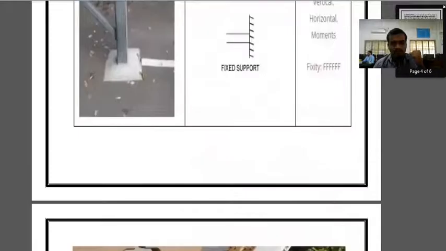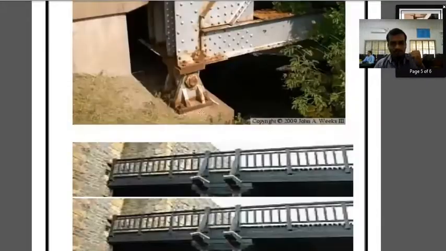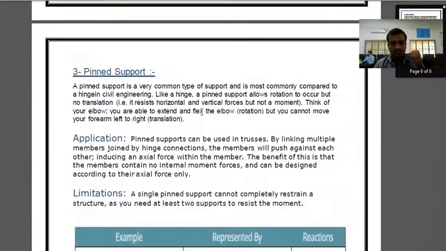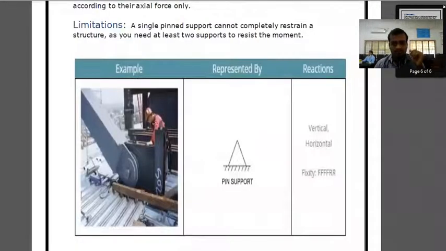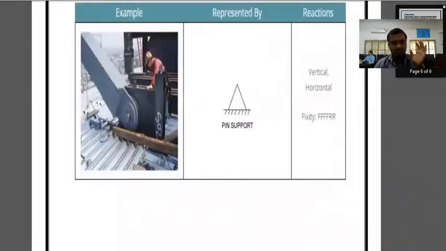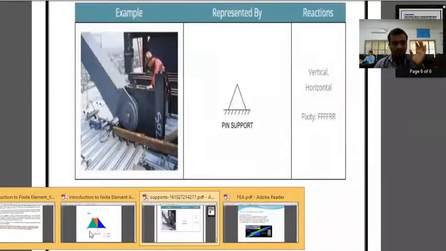And the next one is your pin support. Okay, the third one is the pin support, actually called a hinge support. This hinge support allows rotation to occur, but no translation. That is, it resists horizontal and vertical forces, but not a movement. So the example is this pin support. It will resist horizontal and vertical forces, but not a movement. So these are the three types of supports.